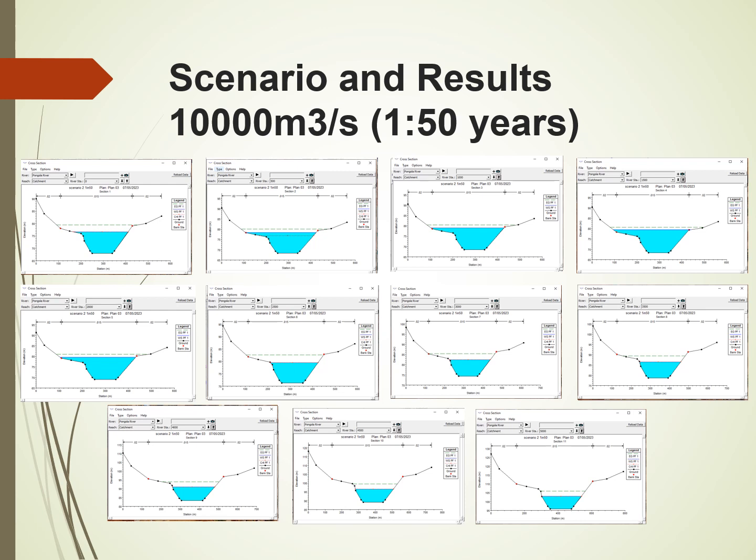So these are the cross sections for the 10,000 cubic meters per second, 1 in 50 year recurrence. You can see that this is also flowing quite deep compared to our initial 2,000 cubic meter per second flow that we had, where we've still got it coming in on the upstream quite deep, but at the downstream point we can see it's backed up because of that flatter gradient that we have there.